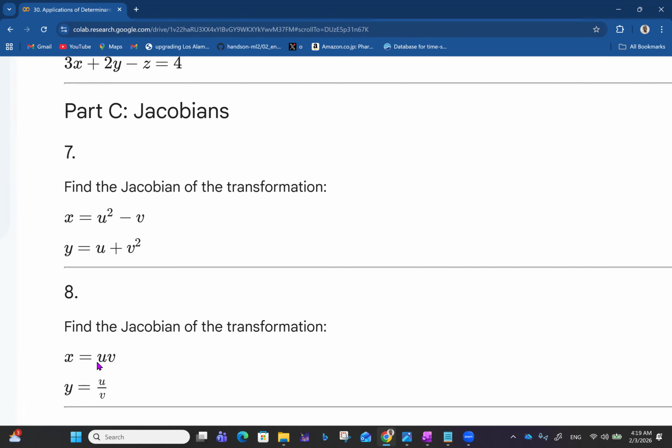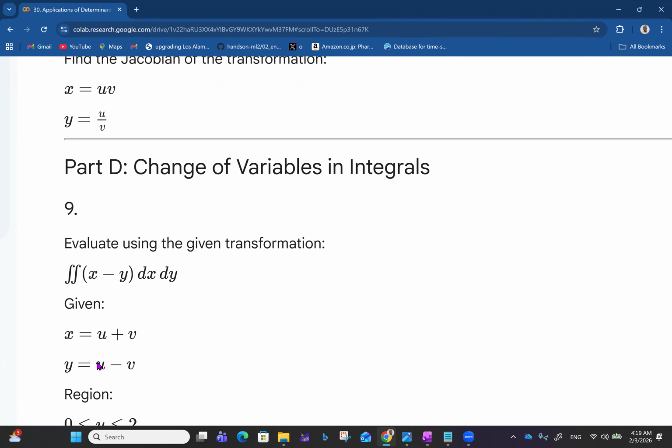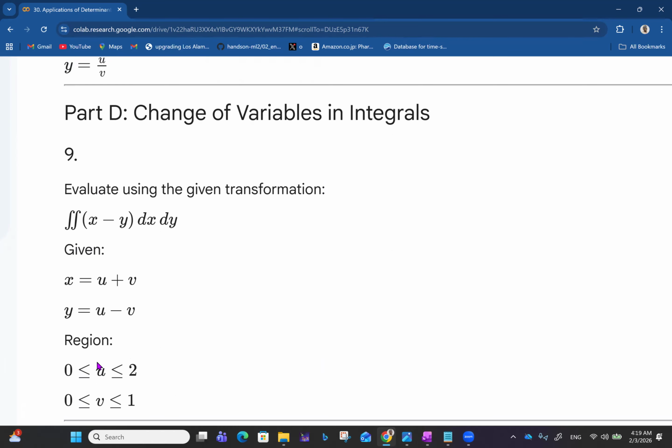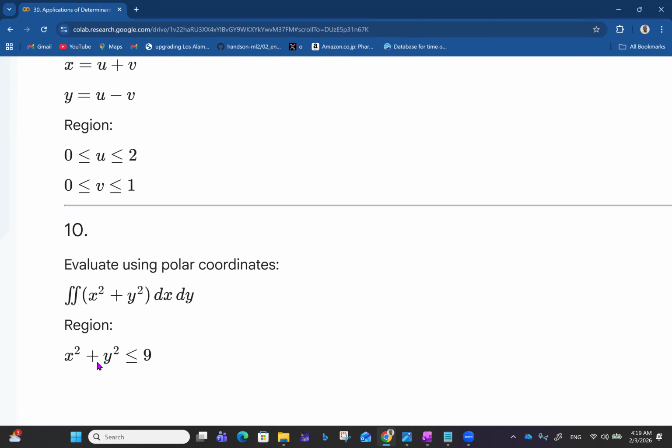Of course, so Jacobian of transformation. I think I'll do number 8 because that looks not so familiar. So uv and u over v, I'll do that later. Then for number 10, change the variables in the integral. You want to do that based on what we did previously and evaluate using polar coordinates.